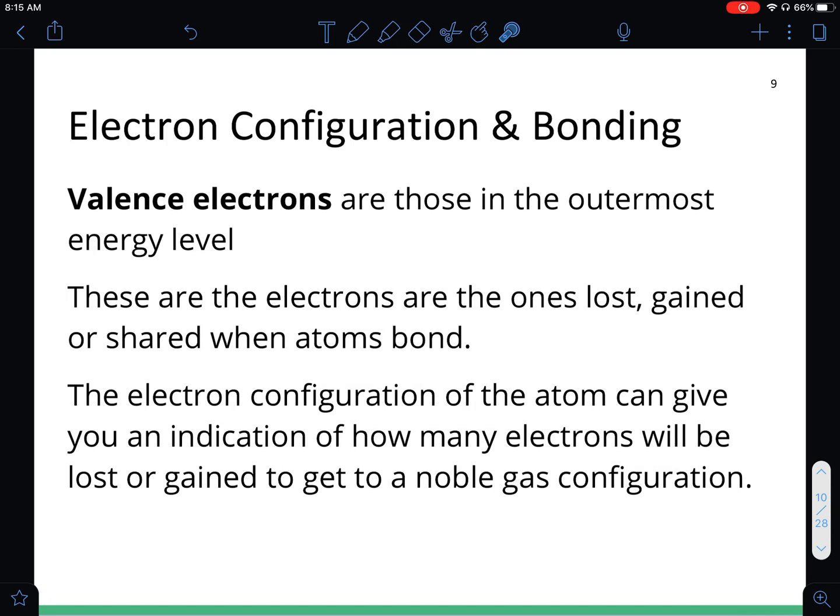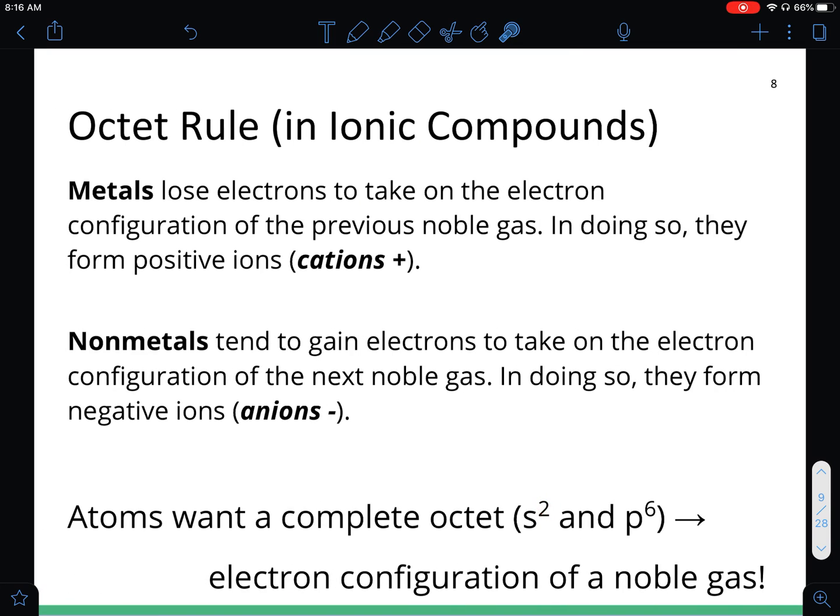All right, so with electron configuration and bonding, the bonding occurs between the valence electrons because those are the electrons in the outermost energy level. Okay, and those are also the electrons that are gained, lost, or shared, depending on the type of bond that is being held. And the electron configuration of the atom can give you an indication of how many electrons will be gained or lost to get to the noble gas configuration, just by looking at those exponents of, flip back a slide, the s2p6. We need a total of 8. So if we have s2p5, we know that we need one more. Or s1, we know that we would need to give away one. Then we get that configuration from the previous period or previous noble gas.